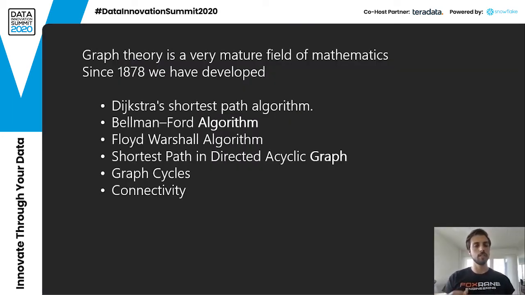Okay, so we have seen a lot of the different applications that have been done with graphs, but this is not the only thing that has been done. Graph theory is a very mature field, and it comes from 1878, and a lot of different algorithms have been developed, like the Dijkstra shortest path, the Bellman-Ford algorithm, Floyd-Warshall algorithm, shortest path, graph cycles, and connectivity. So we can see that the number of approaches and applications is manifold. However, the most novel one, and the one that we are here for, is because of AI, right?